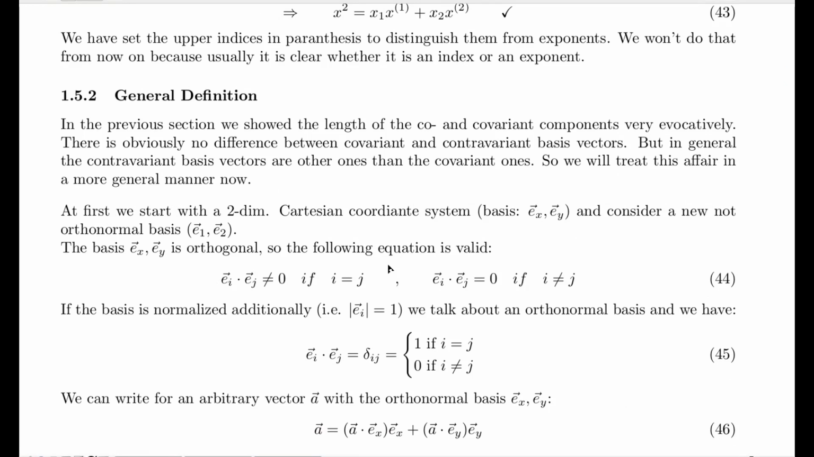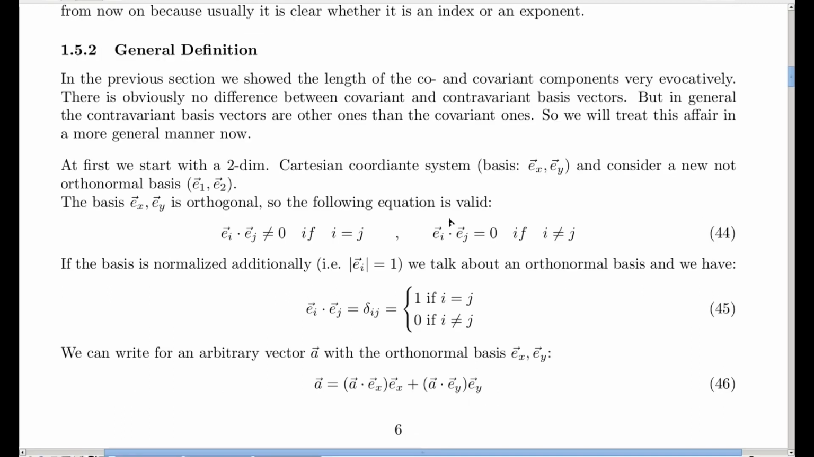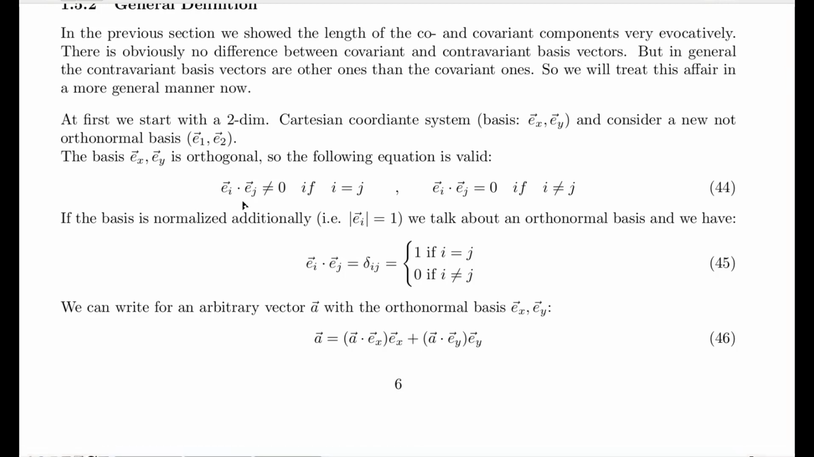We have, of course, again a two-dimensional Cartesian coordinate system, basis vectors Ex, Ey. It's an orthonormal basis. And then we consider a new, not orthonormal basis, E1, E2. If E1 and E2 is an orthonormal basis, then indeed the co- and contravariant basis vectors are the same. They are then identical. Okay.